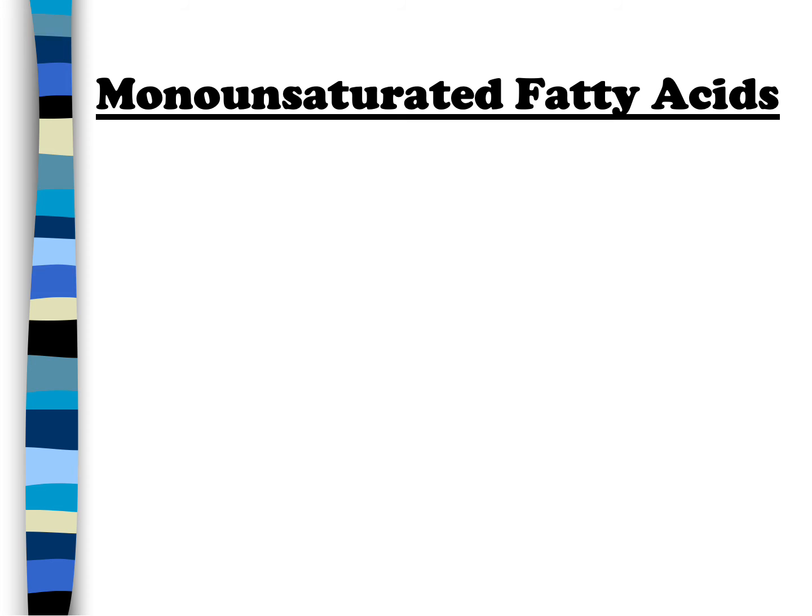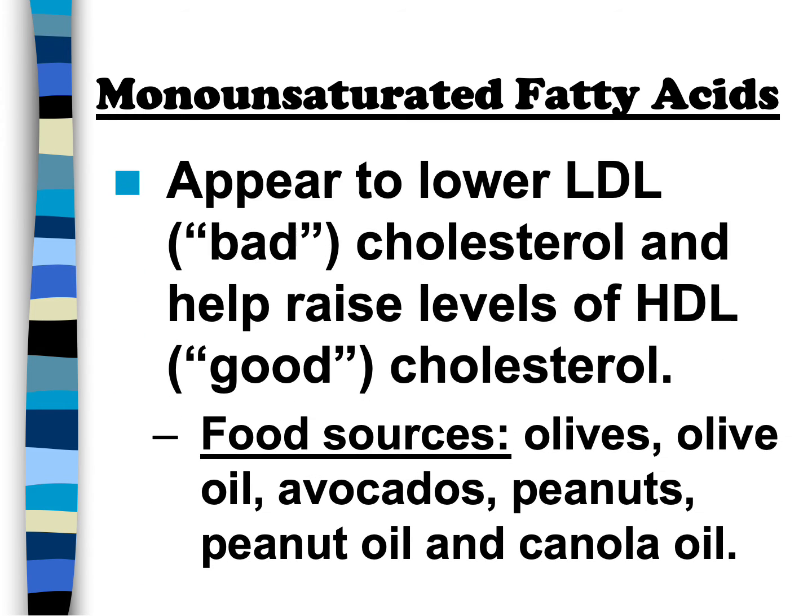Now, monounsaturated is also very important because they actually lower your LDL, which is a good thing, and then they help raise your HDL. So they're lowering the amount of LDL that can potentially clog up your bloodstream, and then they increase the level of HDL, which allows, once again, that lipoprotein to come through and pull that cholesterol and take it back to the liver. So these are going to be foods like olives, olive oil, avocados, peanuts, peanut oil, and canola oil as well.